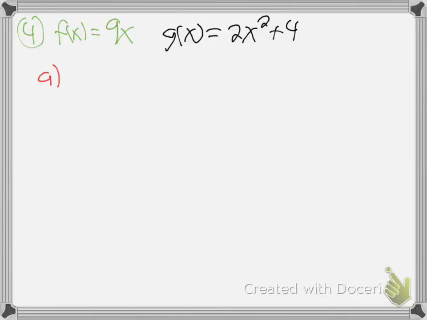All right, number 4, part A, wants f of g of 4. So how does that work? That means the 4 goes into g. So what happens when you put 4 into g? Let's try it.